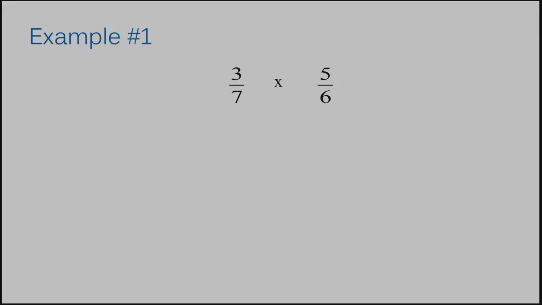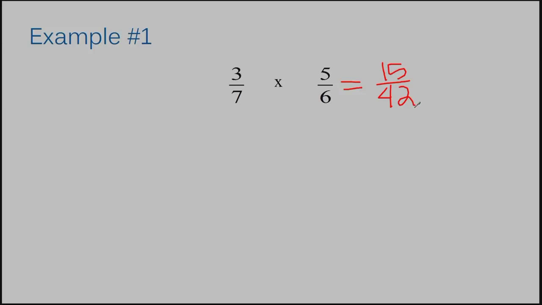Example number 1. This is a multiplication problem. The great thing about multiplying fractions is you do not have to get a common denominator. You multiply straight across, so they're really straightforward and pretty easy. I'm going to draw my equal sign out here. 3 times 5 is 15, and 7 times 6 is 42.